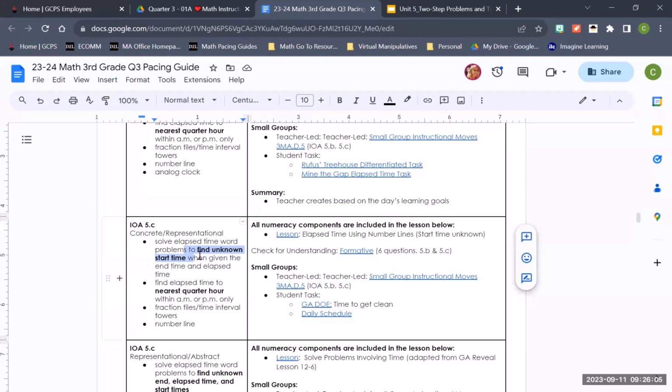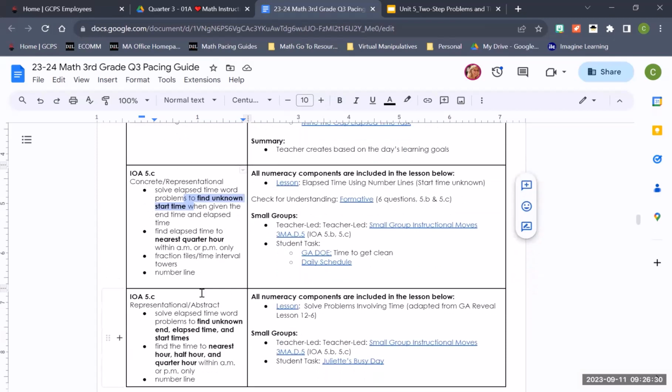These problems all are anchored in the nearest quarter hour. That is where they find their elapsed time. They will be given a start time to the quarter hour, and the elapsed time will end on a quarter hour as well. These problems have been strategically paced as well as the intervals of time.